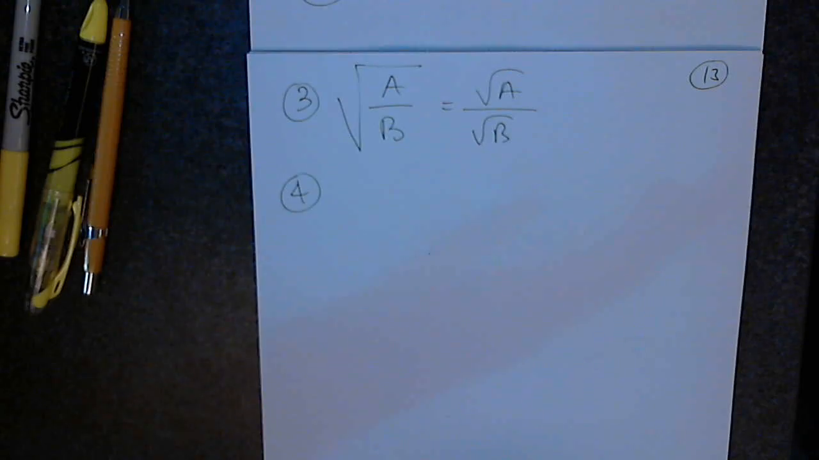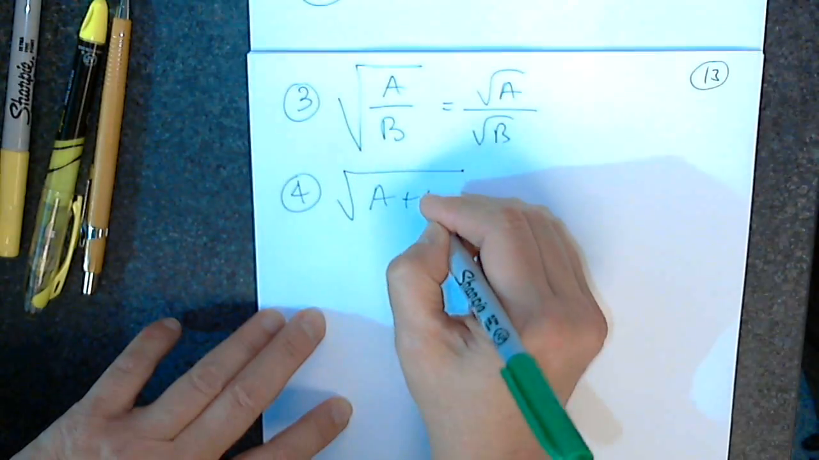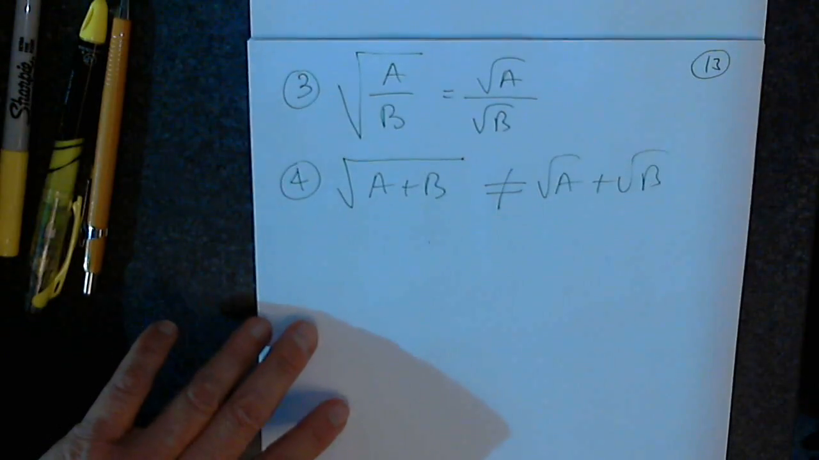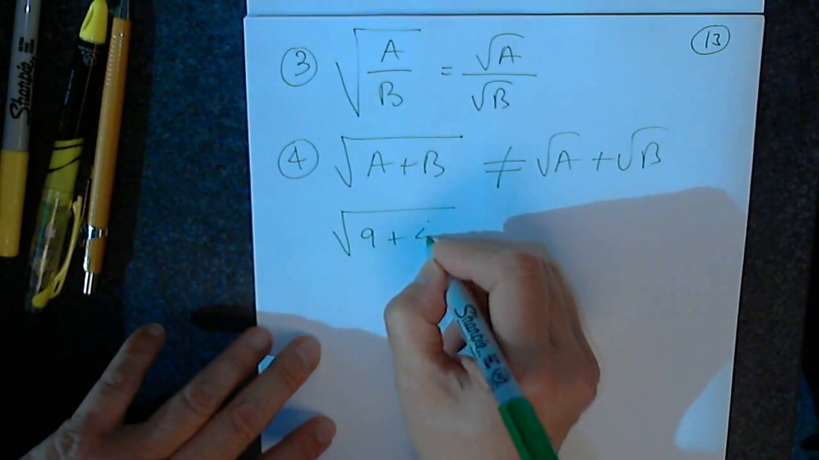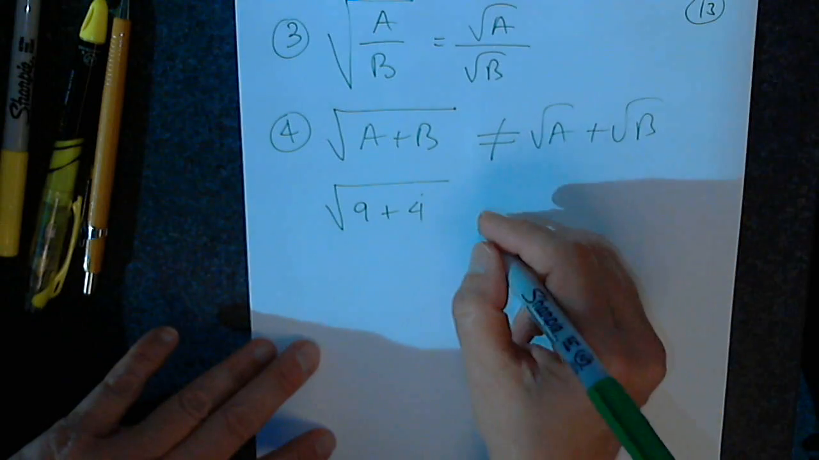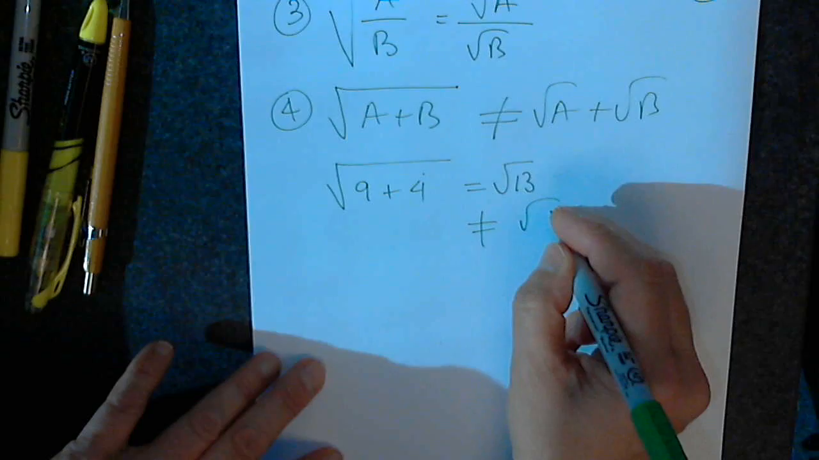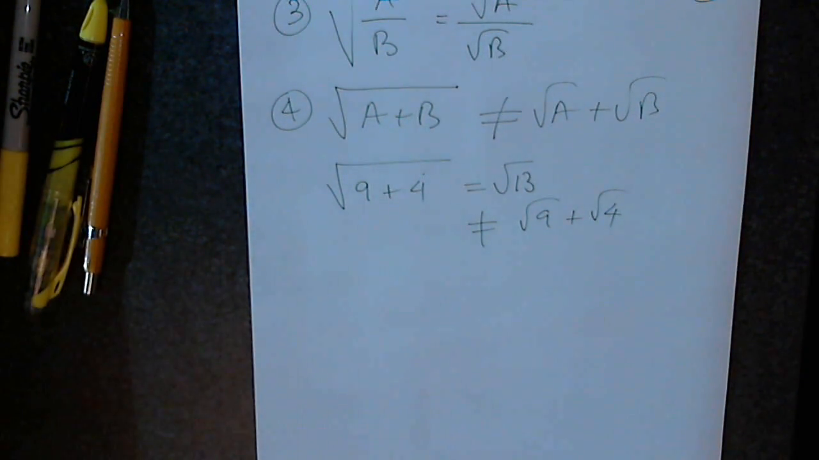Now number 4 is even more important than everything we discussed so far in this chapter, because it's a very common mistake. The square root, or any index, of a plus b does not equal the square root of a plus the square root of b. So if you encounter something like the square root of 9 plus 4, you have to write the square root of 13. You cannot write the square root of 9 plus the square root of 4. This is a common mistake, and it's actually a terrible mistake.